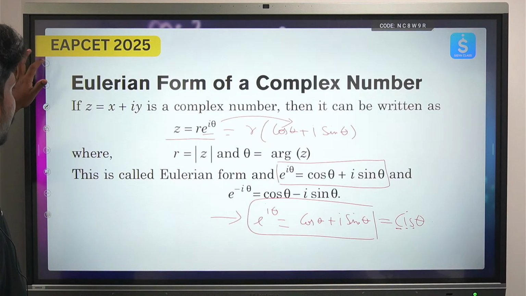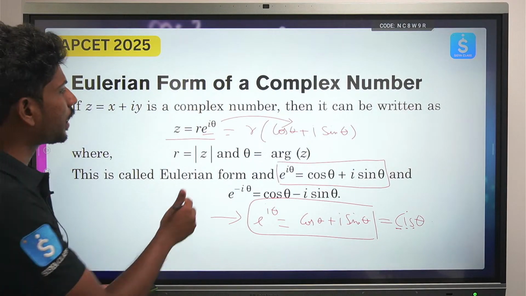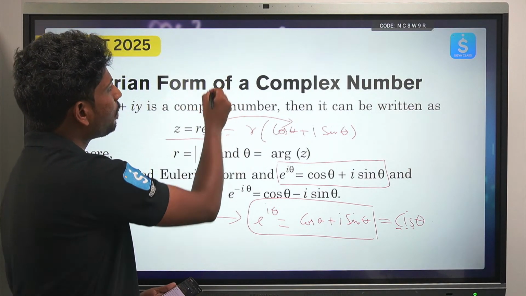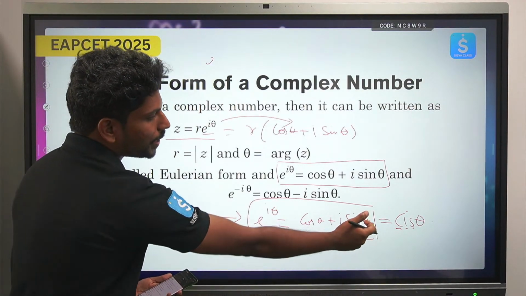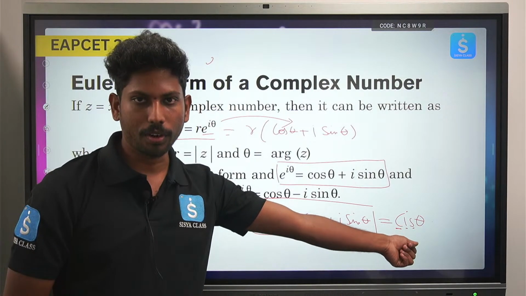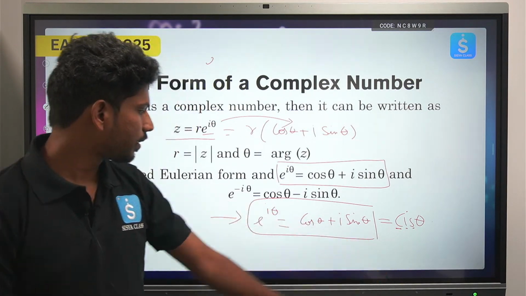Thank you. So in the Eulerian form, what I said is, you can always represent e power i theta as cos theta plus i sin theta. This is also called cis theta. Already you know this. Is it okay? Right.